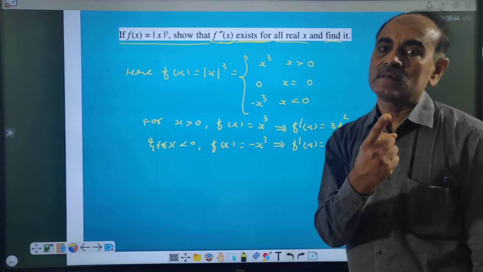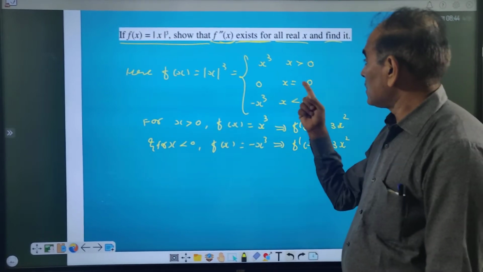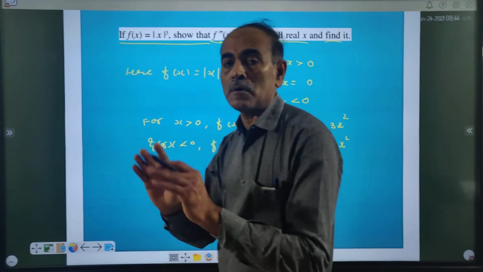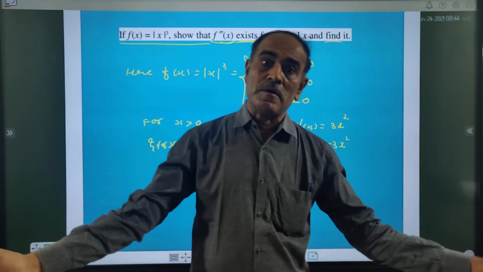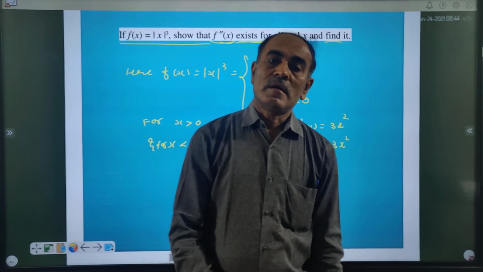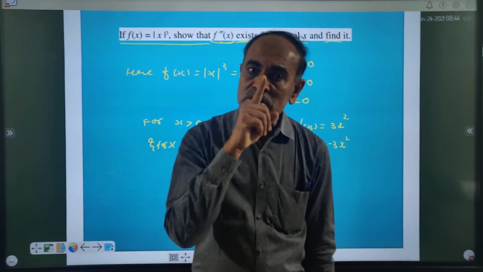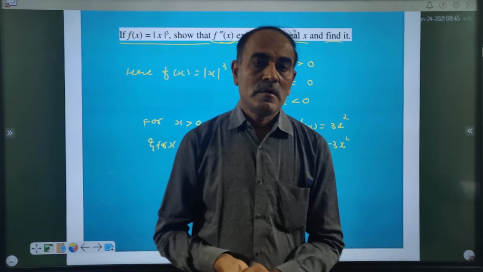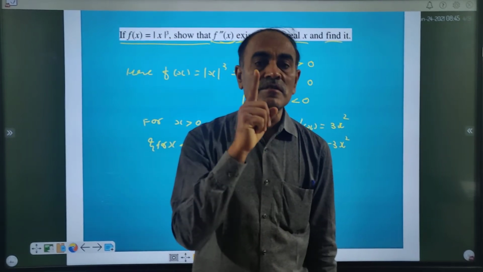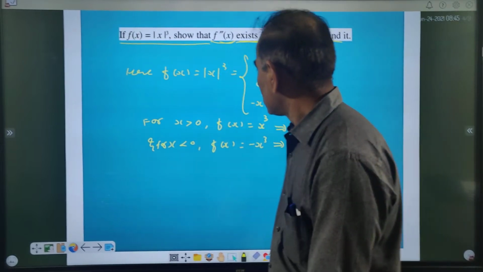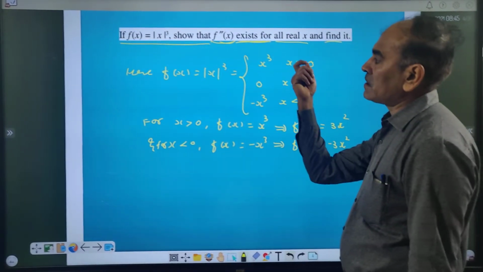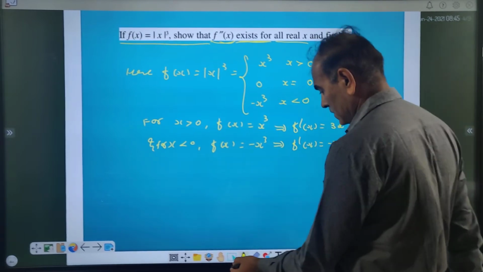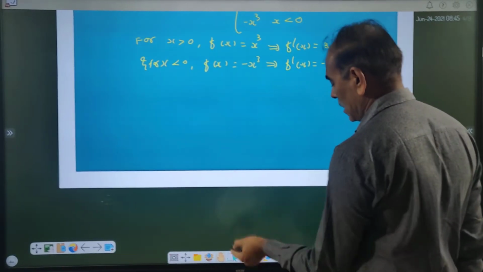But see, here we can use the standard forms of differentiation only when the function is defined on some open interval. Otherwise, if we want to check the differentiability at a particular given point, then we need to use its definition. So now we are going to show that f is differentiable at x is equal to 0. See how?